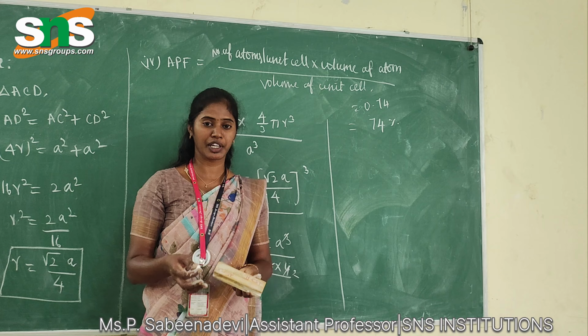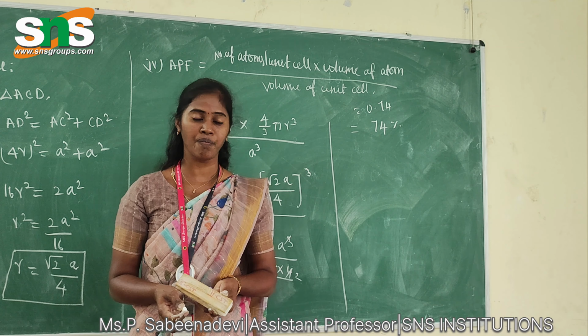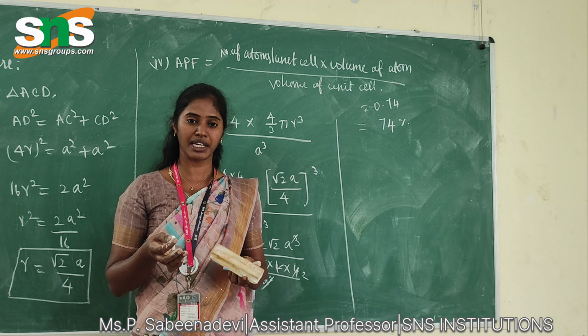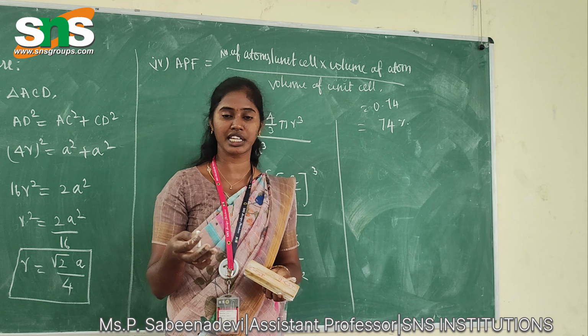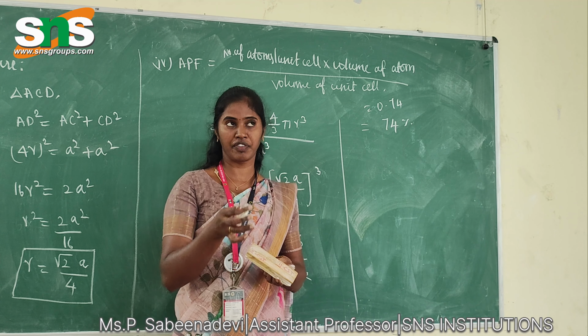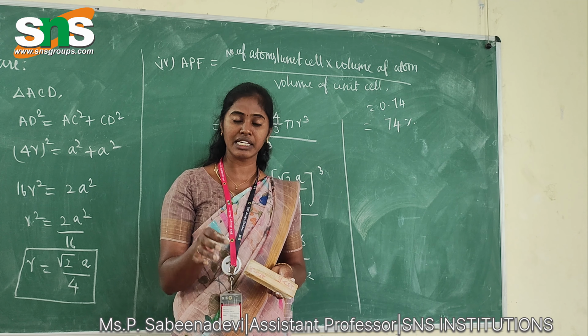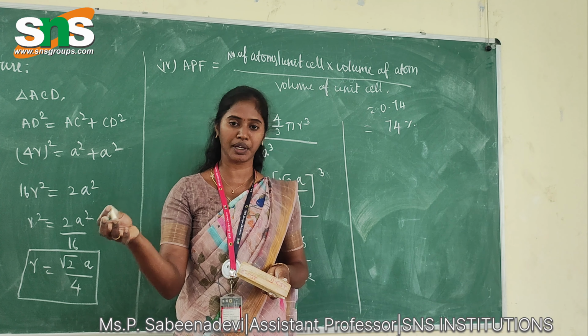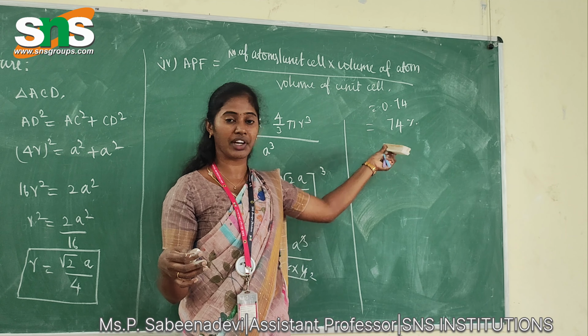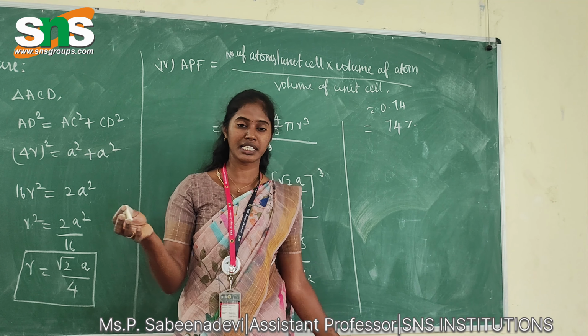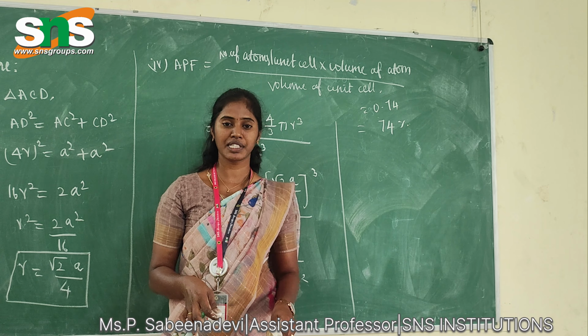Compared to the simple cubic structure and the BCC structure, FCC has a tightly packed structure. In the simple cubic structure only 52% of the space is occupied by atoms. In BCC only 68% of the space is occupied by atoms, but in FCC 74% of the space is occupied by atoms. So compared to BCC and simple cubic structure, FCC has a tightly packed structure.